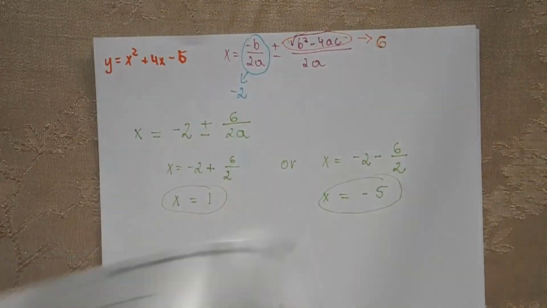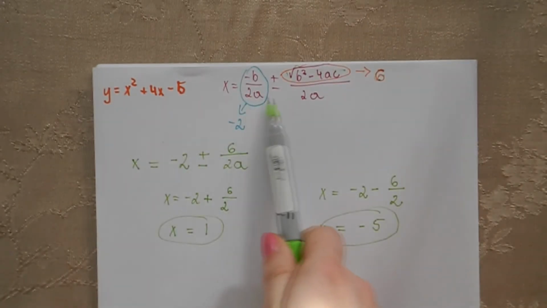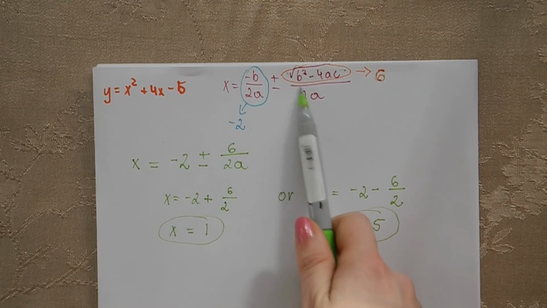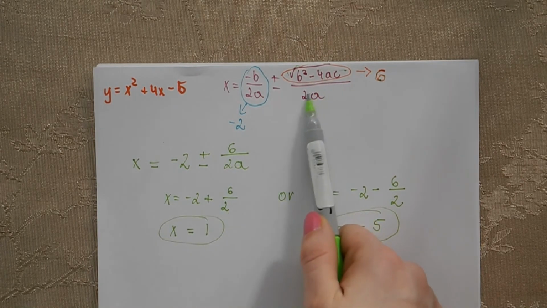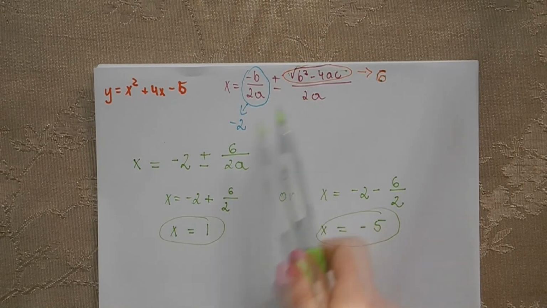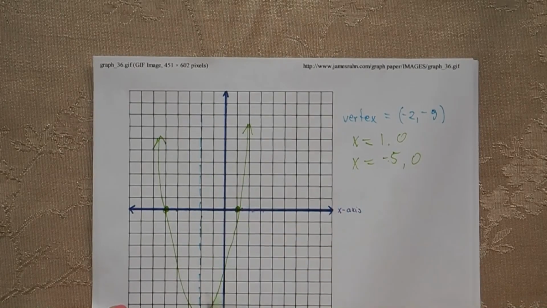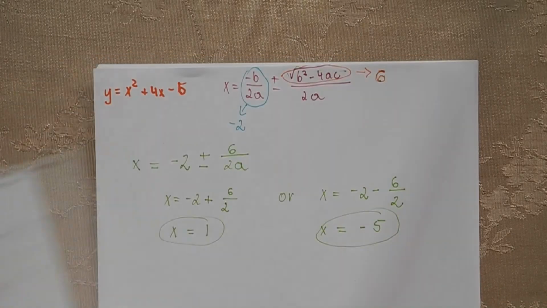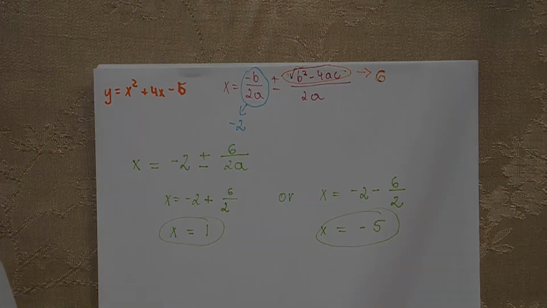Now, it is more useful to memorize the quadratic formula as x equals negative b over 2a plus and minus square root of b squared minus 4ac over 2a, because it gives you the line of symmetry, which in our case was negative 2. And it also gives you an idea of how many solutions you will be looking for.